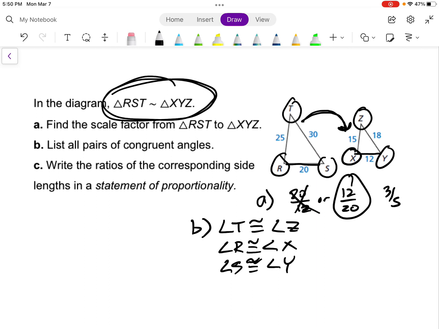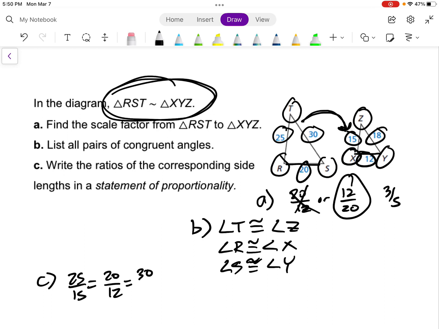And then the statement of proportionality just says this: if I set up the proportions between the sides, I've got 25 to 15, this is C over here, 25 to 15 is equal to 20 to 12, which is equal to 30 to 18. That's what it means when it says to show that statement of proportionality. We could reduce all those. You would see they came out to be the same thing. I think they all come out to be 5/3 on all three of those.